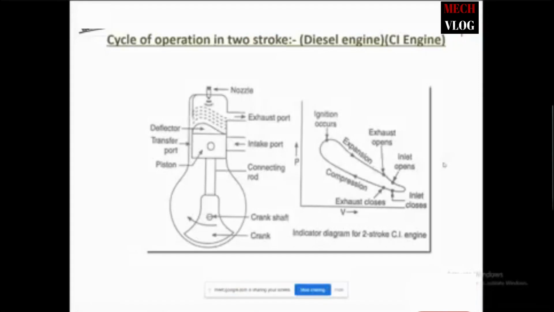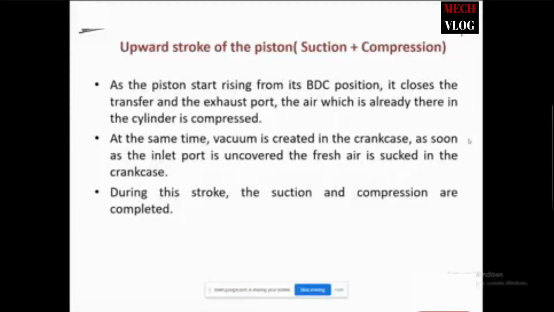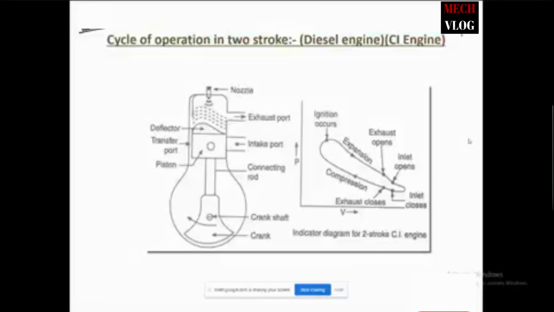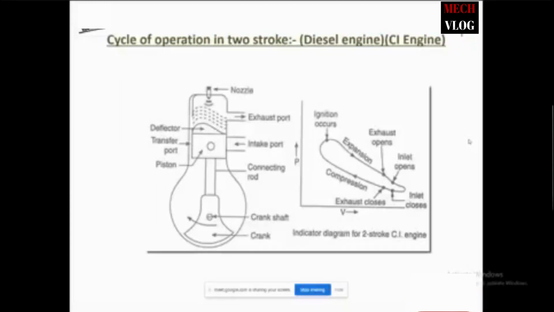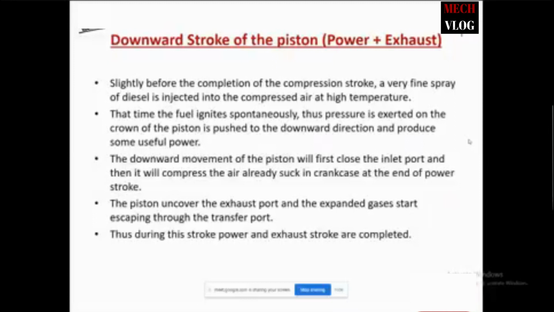So let's start the session. The first one: what is a two-stroke engine? We get power in two strokes of the piston, that is, one revolution of the crankshaft. It consists of a total of two strokes. The first stroke involves the suction and compression strokes, and the second stroke includes the power and exhaust strokes.